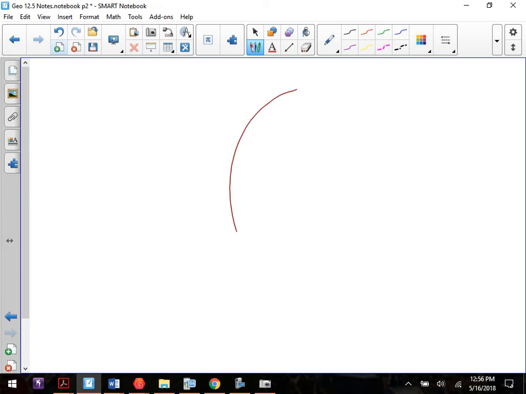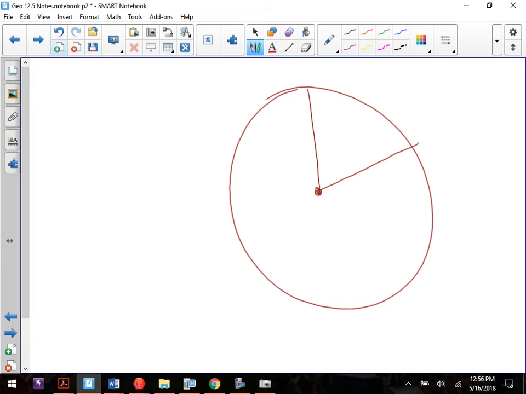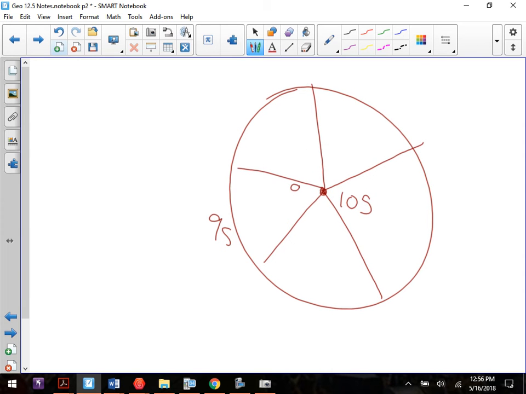Anyway, take a look at number 2. Number 2 is dealing with one of those bigger problems where you have all your arcs and angles. It also says that values that appear to be diameters are diameters. And I think in number 2 we don't have any. All we have are a bunch of central angles or their intercepted arcs.